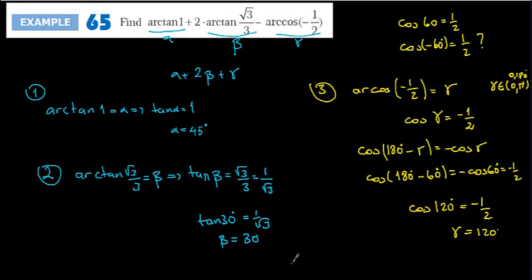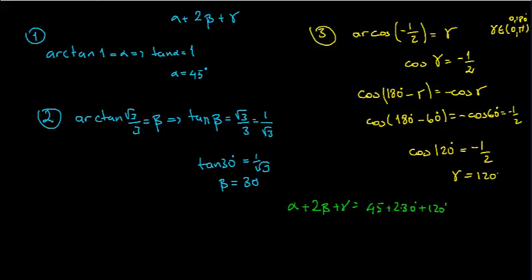Now I'm going to write the last one. Alpha plus 2 beta plus gamma is equal to 45 plus 2 times 30 plus 120, and the result is going to be 45 plus 60 plus 120, which is equal to 225 degrees. Okay, this is the answer of this question.